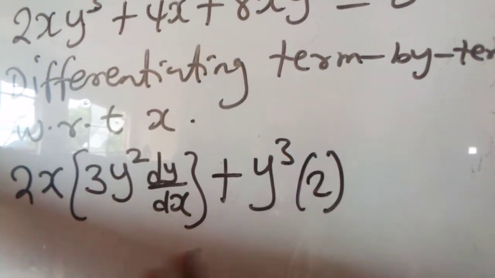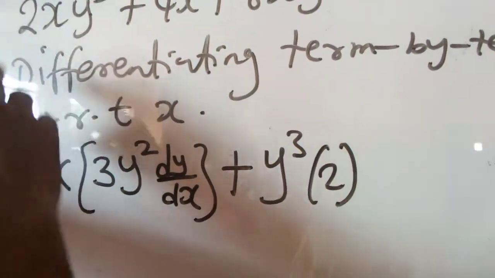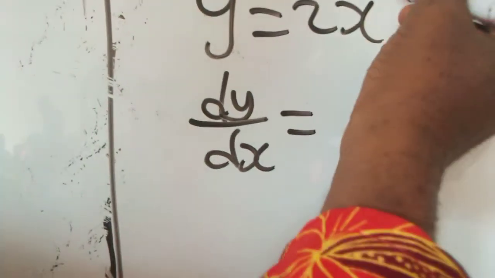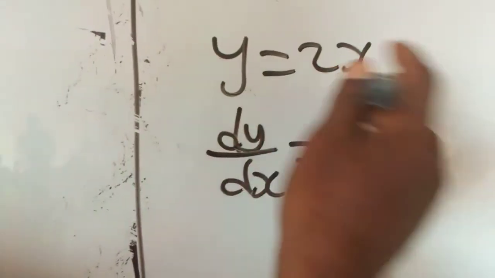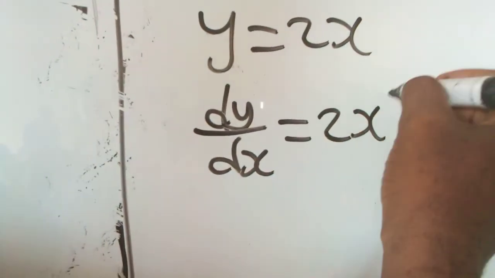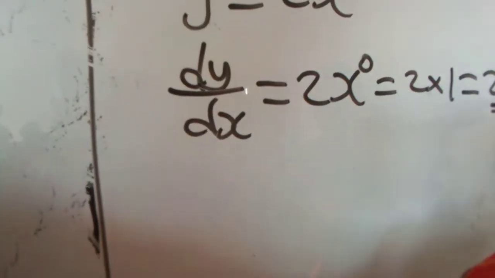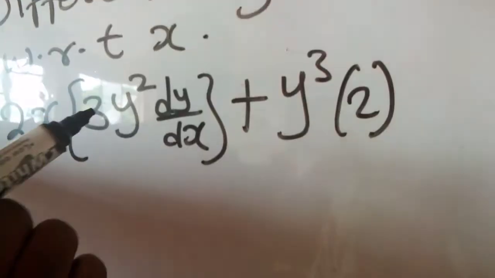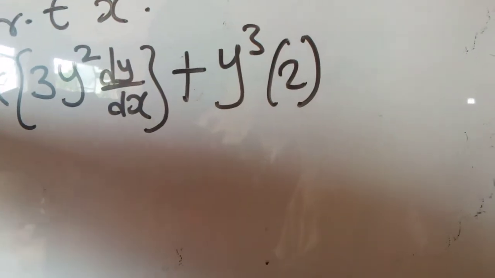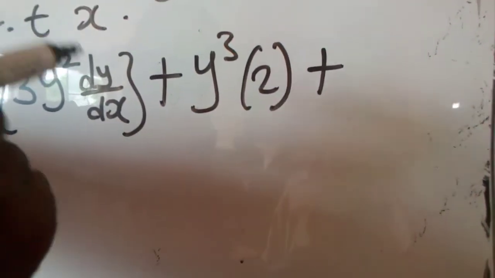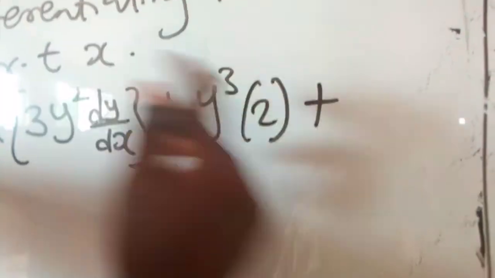So when you differentiate 2x with respect to x, you have 2. If you differentiate 2x with respect to x, that is, if y is 2x, how do you differentiate dy over dx? We now give you 1 here. 1 times 2 is 2. 1 minus 1 is 0. And then anything raised to power 0 is 1. And 2 times 1 is 2. So that's how we got this 2. So I'm through with this. Remember, we are differentiating term by term. Then if you differentiate 4x with respect to x, the answer will be 4.